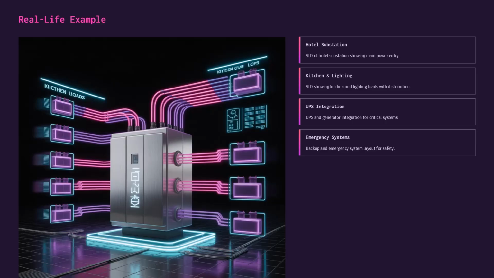Real-life example. Let's now consider a real-life example. A hotel substation diagram shows the main power entry and protective devices. Kitchen and lighting diagrams highlight essential load distribution. UPS and generator diagrams show backup systems for emergencies.